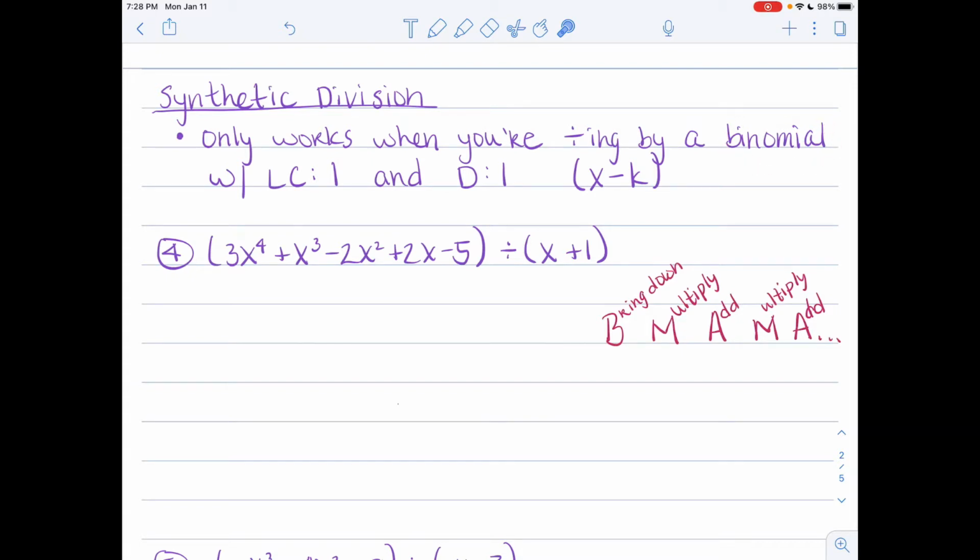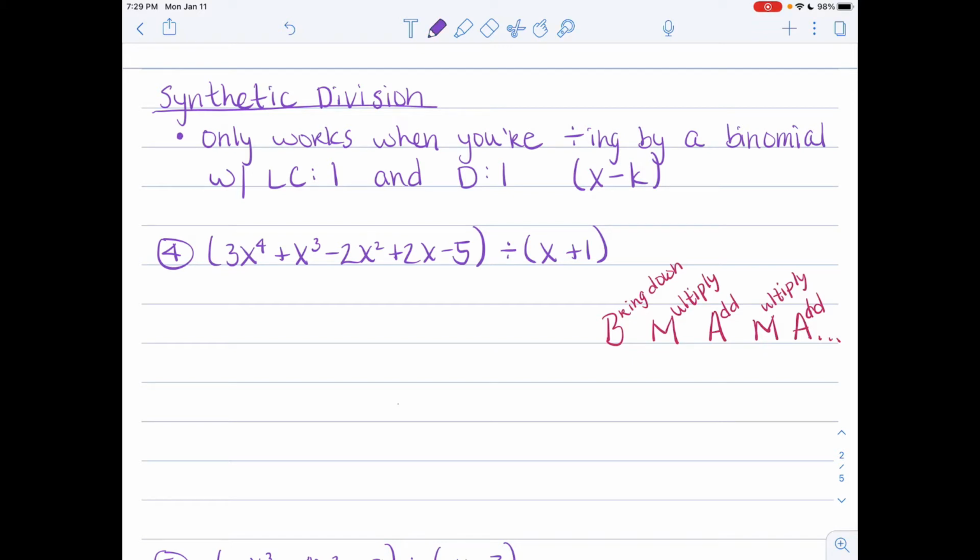And specifically, the lead coefficient needs to be a 1 and the degree needs to be a 1. So it's going to be something in the form of x minus k. Notice that my lead coefficient is the implied 1 and the degree is also an implied 1 exponent. Also notice that it's a negative k. That's going to be important as we build our synthetic division system.